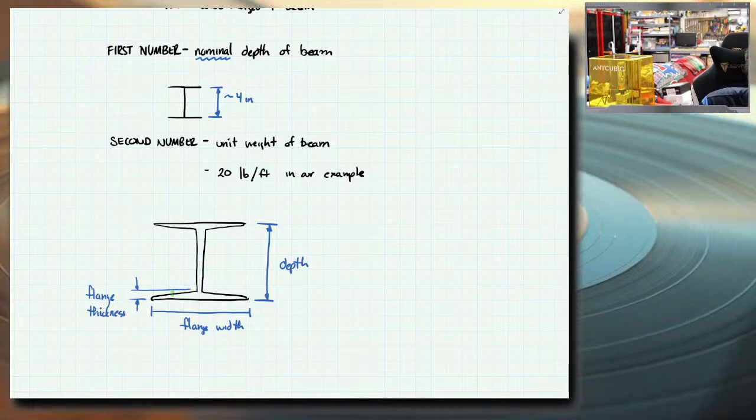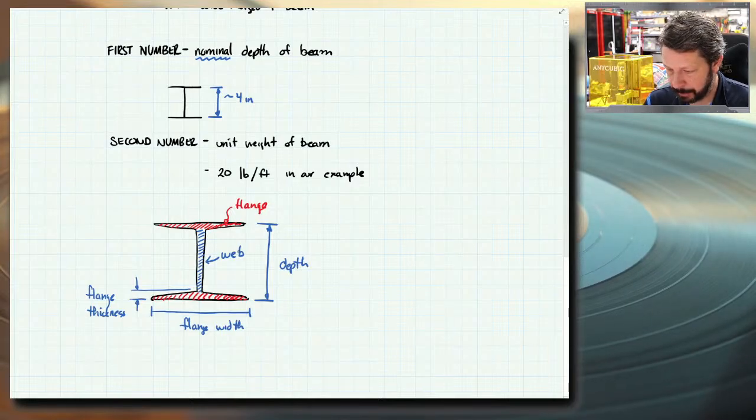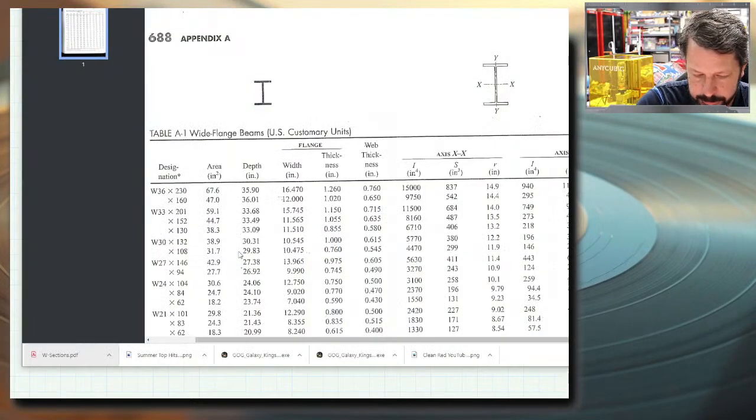And the flanges are, let's see, we'll do them red. So this is the flange, and then this is a mirror image of that same flange. So those are the flanges. This part here, for an I-beam, is called the web. For a T-beam, the one that doesn't have two flanges, only has a flange on the top, that same piece is called the stem.